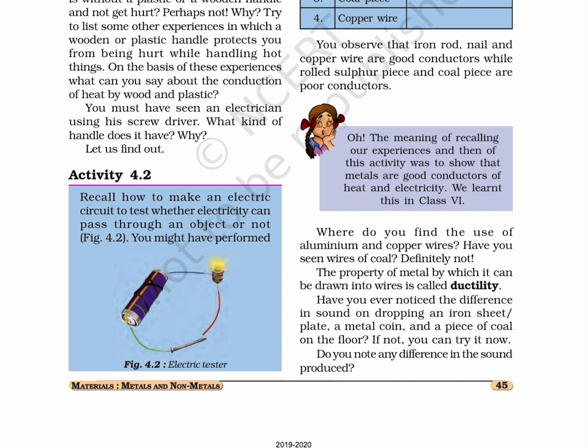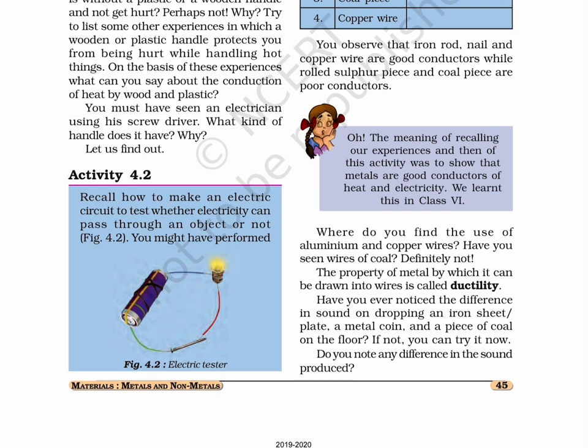Haley is surprised. Oh, the meaning of recalling our experiences and then of this activity was to show that metals are good conductors of heat and electricity. We learned this in class 6. Where do you find the use of aluminium and copper wires? Have you seen wires of coal? Definitely not. The property of metal by which it can be drawn into wires is called ductility.